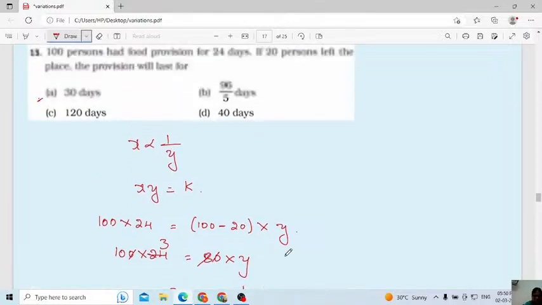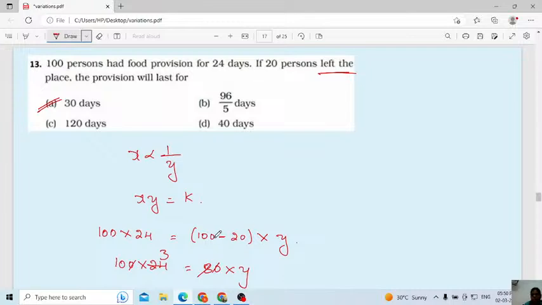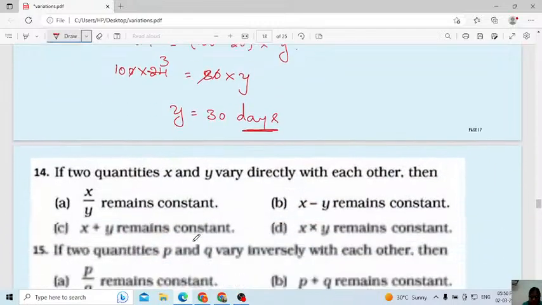Understood? Here when left means you have to subtract. If the person came, or addition, means you have to do addition. Easy question, no? Understood? I will move to the next.